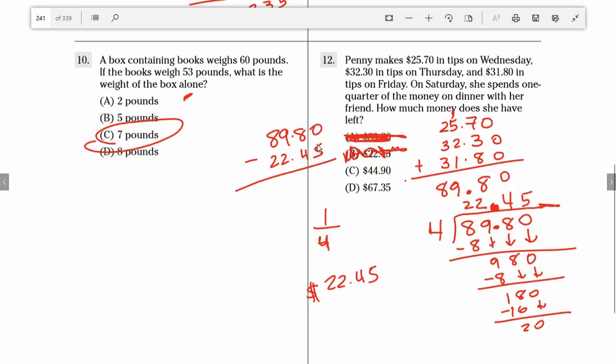Subtract this out. 0 minus 5 we can't do. We have to borrow this. That becomes a 7. That becomes a 10. 10 minus 5 is 5. 7 minus 4 is 3. Drop down your decimal. 9 minus 2 is 7. 8 minus 2 is 6. So the answer is 67.35. Again, you had to be comfortable adding decimals and dividing decimals.